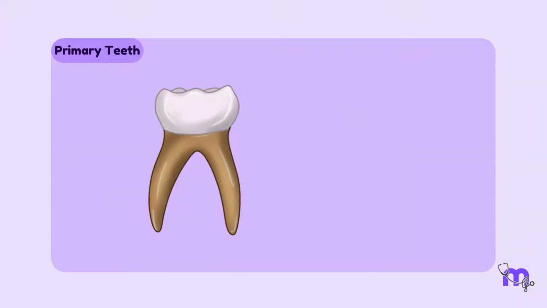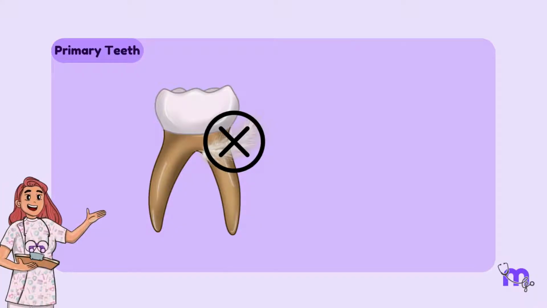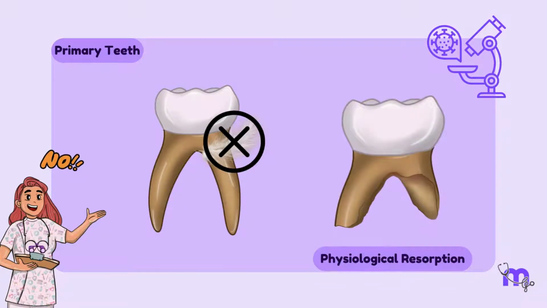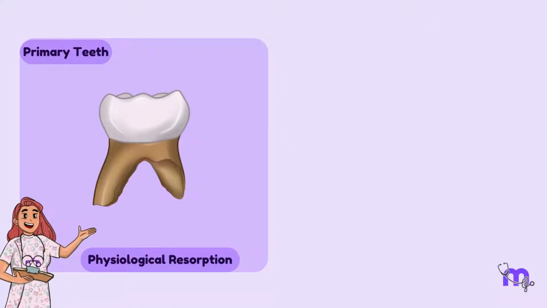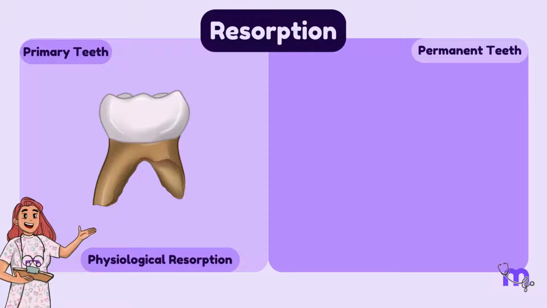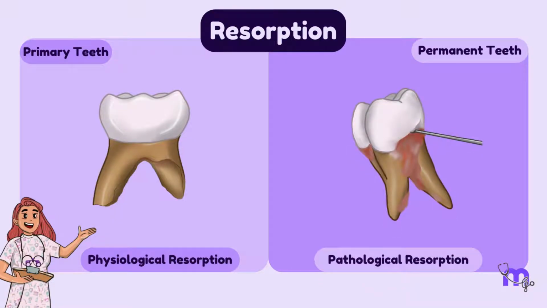The root surfaces in primary teeth were not smooth and even, and Rhea wondered if this was a pathology. But the answer is no. This was a physiological resorption of the roots, as these teeth shed off. However, if this type of resorption is seen in the roots of permanent teeth, it is considered to be pathological.